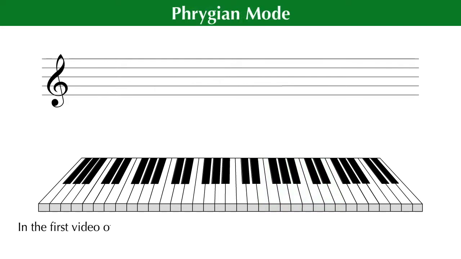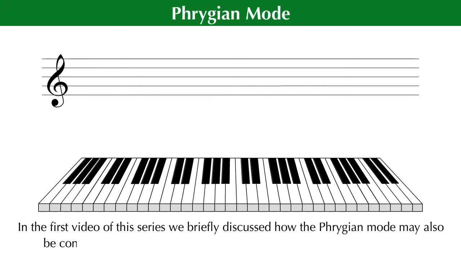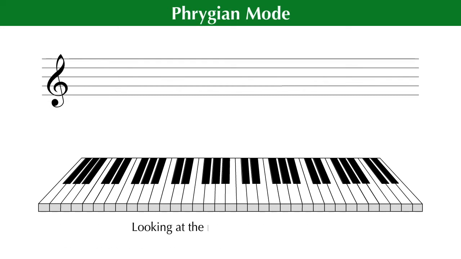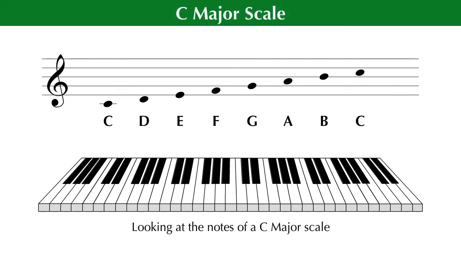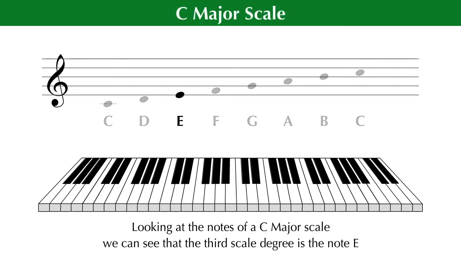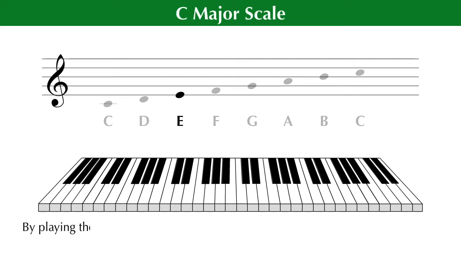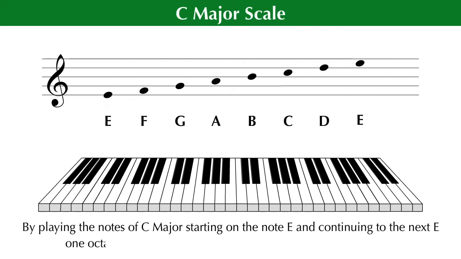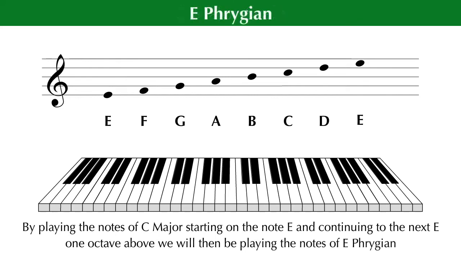In the first video of this series, we briefly discussed how the Phrygian mode may also be constructed from the third scale degree of a corresponding major scale. Looking at the notes of a C major scale, we can see that the third scale degree is the note E. Now, by playing the notes of a C major scale starting on the note E and continuing to the next E 1 octave above, we will then be playing the notes of E Phrygian.